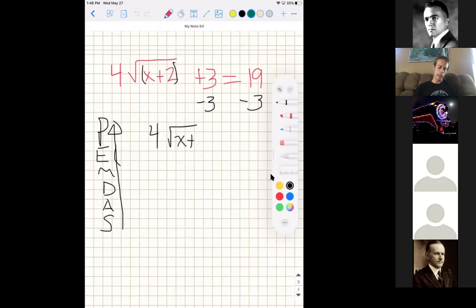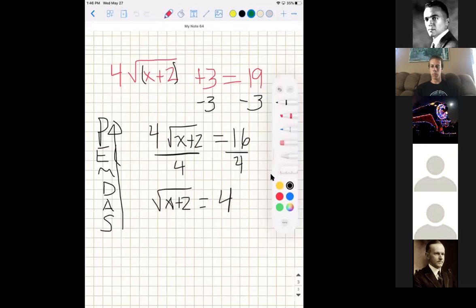All right, we have this guy equals 16. What do you guys? Somebody different. What will we do next? Divide by 4. Yep, divide by 4. Okay, so we're left with the square root of x plus 2 equals 4.